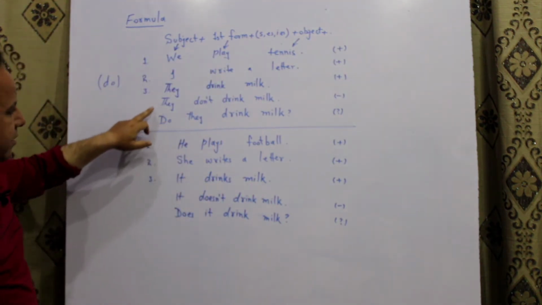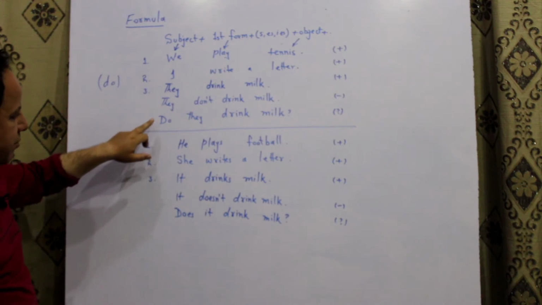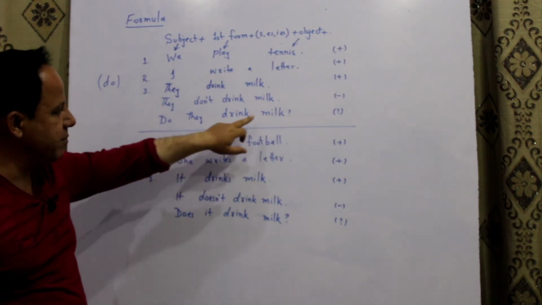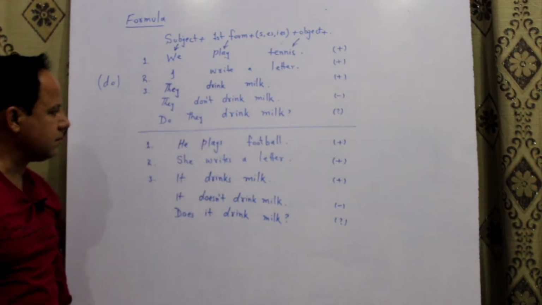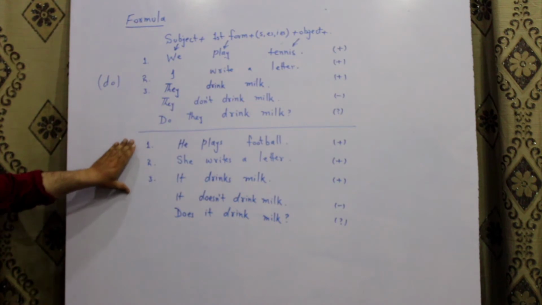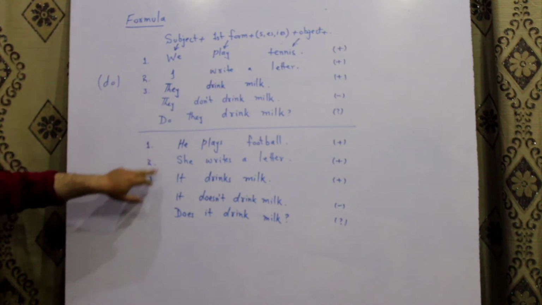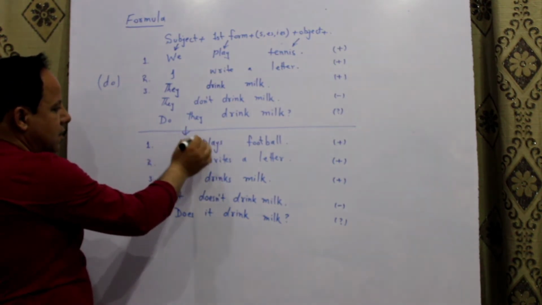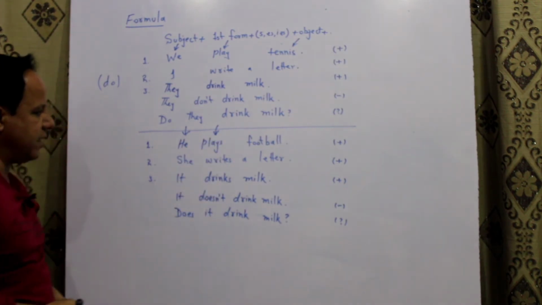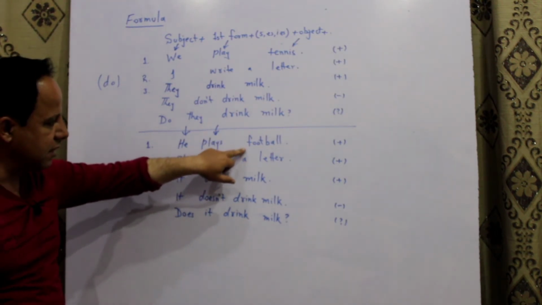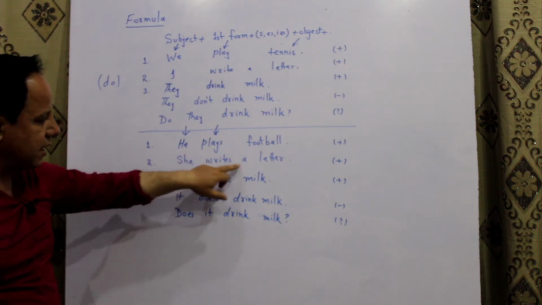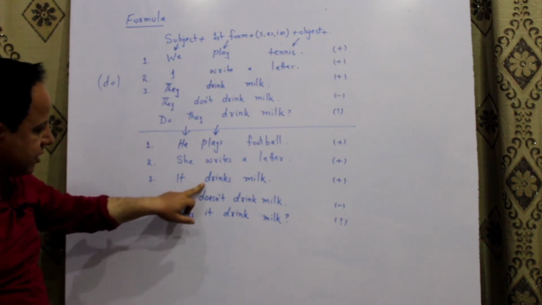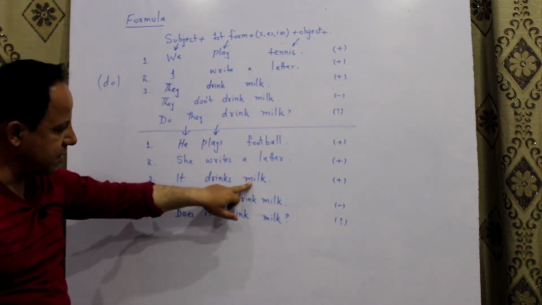And how to make the interrogative sentence? We use the helping verb at the beginning of sentence, like do they drink milk, and at the end we write the question mark because it is an interrogative sentence. The second part of the same section, if we talk about he, she, it, like he plays football, so our subject is he, and play with the addition of s becomes plays. Football is our object. She writes a letter. It drinks milk. Now with it also we use first form plus s, and milk is our object.